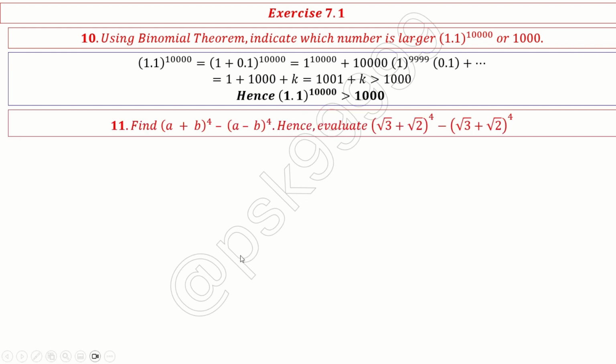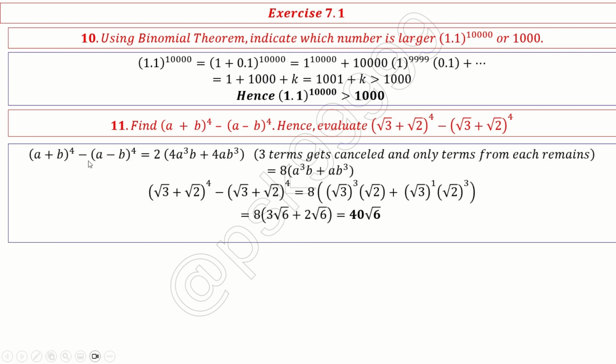Now find (a plus b) whole power 4 minus (a minus b) whole power 4. Hence evaluate this value. First let us expand this: (a plus b) whole power 4 and minus (a minus b) whole power 4. Here all the odd terms will get cancelled. Each expansion has 5 terms, and the 1st, 3rd and 5th terms get cancelled.